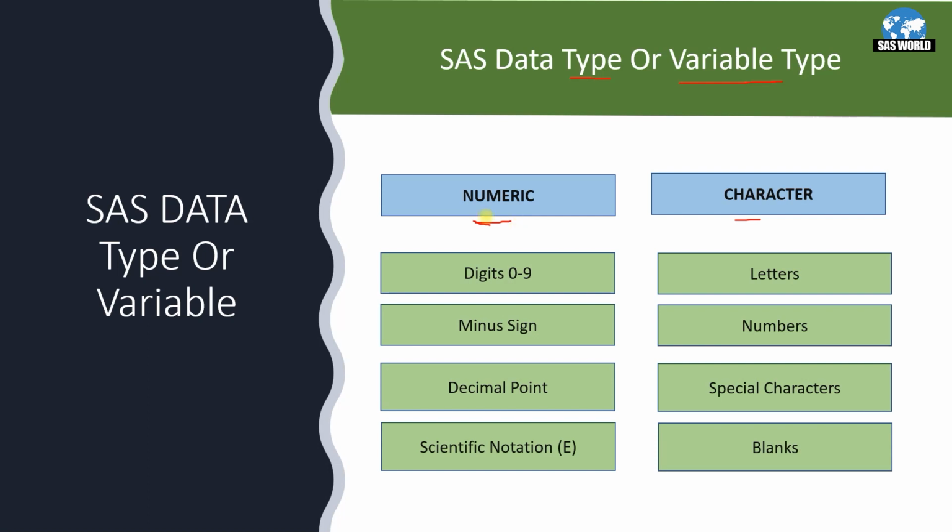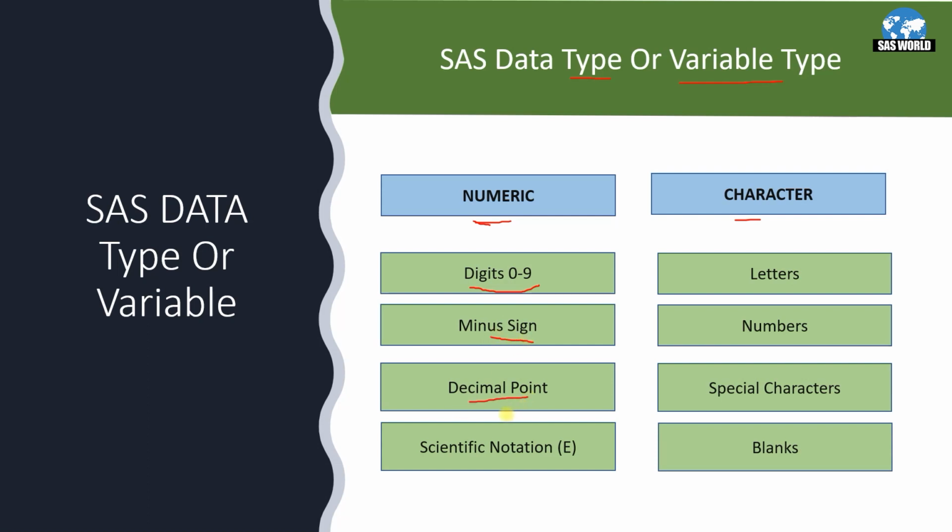What can a numeric variable hold? A numeric variable can hold digits 0 to 9 and the minus sign. It will not show you the plus sign; it can show only minus. So if there is no sign with the number, that means the number is positive. If we have a minus sign, that means the number is negative. It will show only the minus sign.